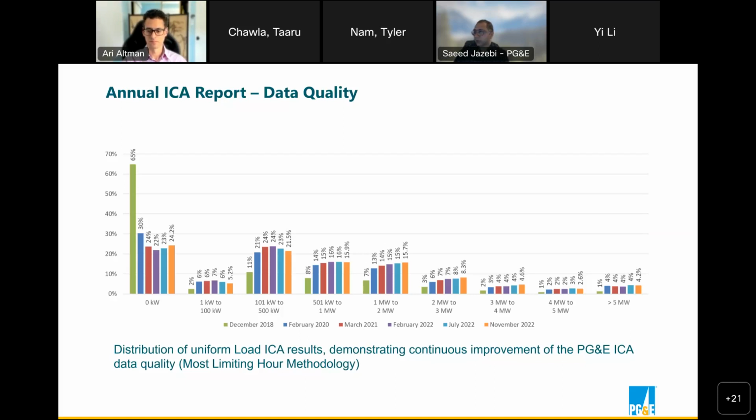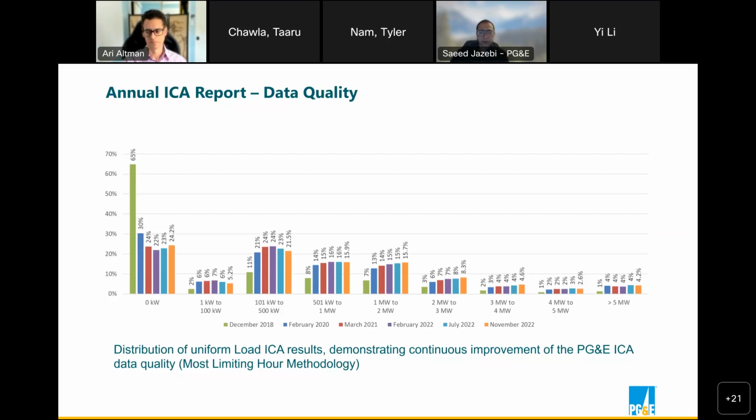So as you see, after our system-wide network refresh in 2020, we had significant improvements, and so there is a caveat here. I just want to mention that we do not necessarily think that if the number of zeros is high or low, it's a measure of accuracy or quality of the ICA results.